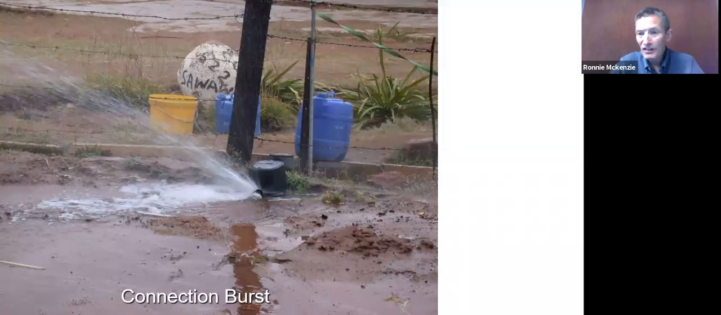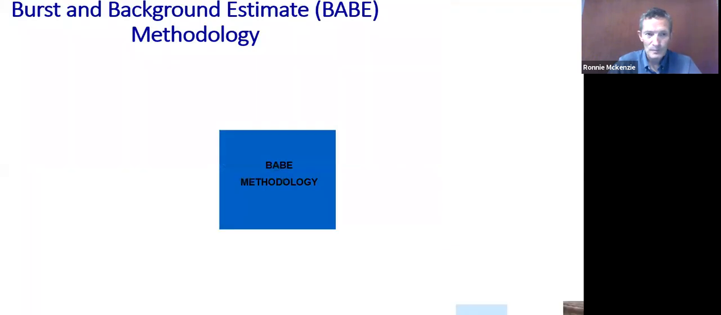There's a connection burst. This is also a burst, but it's on the connection pipe and not the main. It would normally run at anything from about half a cubic meter per hour up to about 1.5 cubic meters per hour, depending upon the pressure and how bad a burst it is. These leaks tend not to receive the attention they deserve, and we'll touch on that in a little bit.